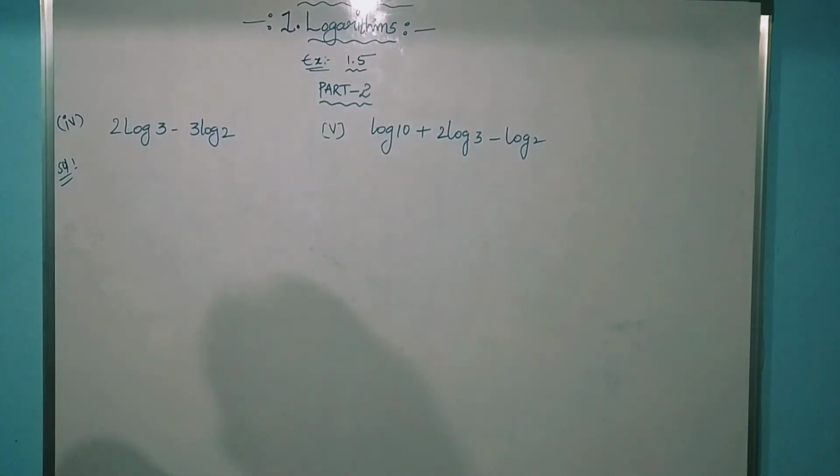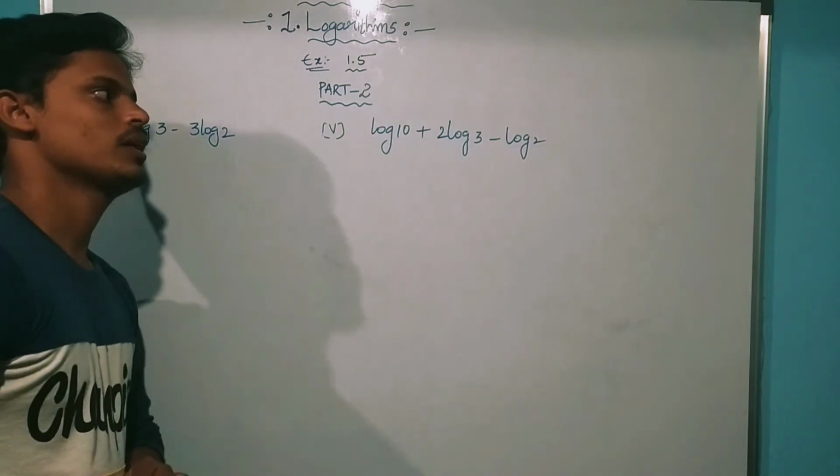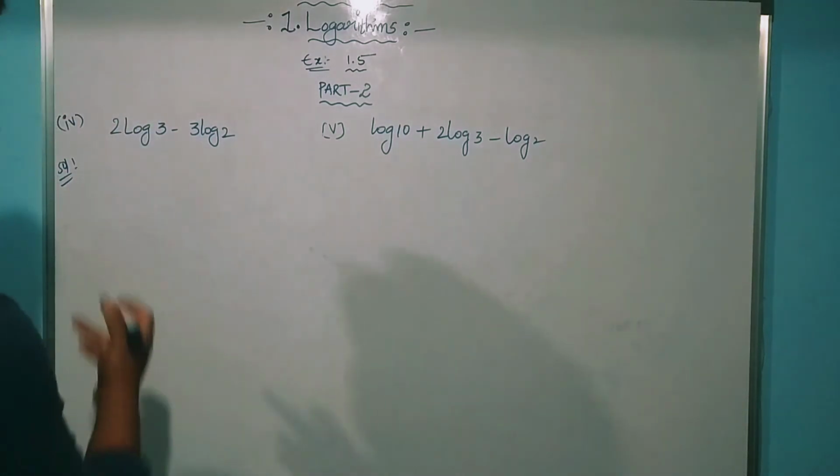Okay, viewers. Fourth question: 2 log 3 minus 3 log 2. Fifth question: log 10 plus 2 log 3 minus log 2.